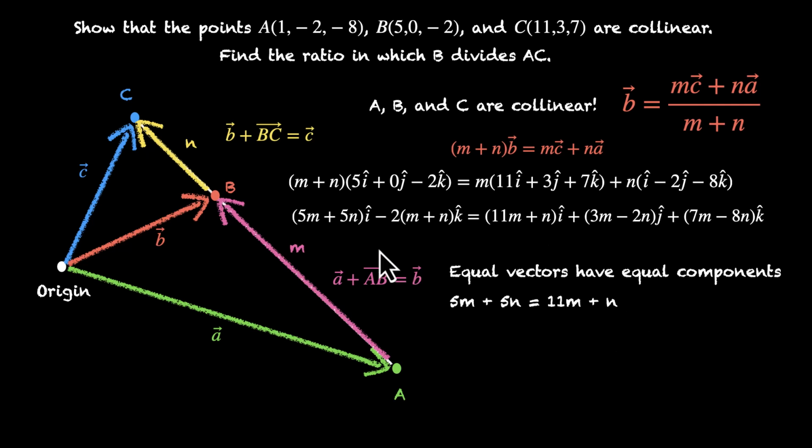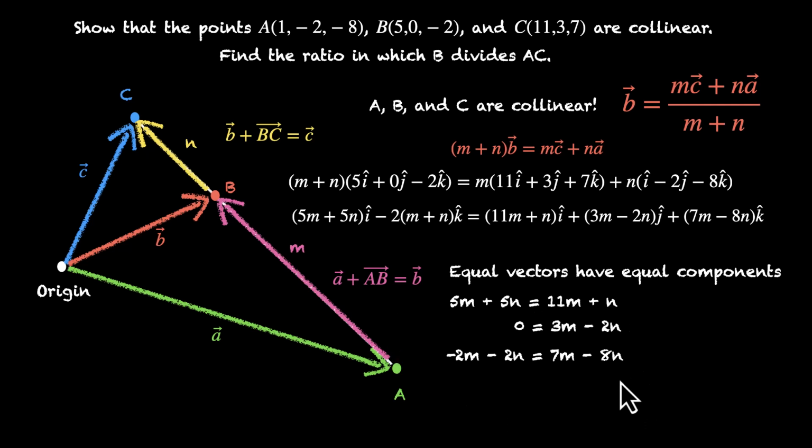That's first. Here we have 0. So 0 is equal to 3m minus 2n. That's the second one. And third is minus 2 times m plus n. That's minus 2m minus 2n. That's equal to 7m minus 8n. So we have these three equations, but we only need one of them.